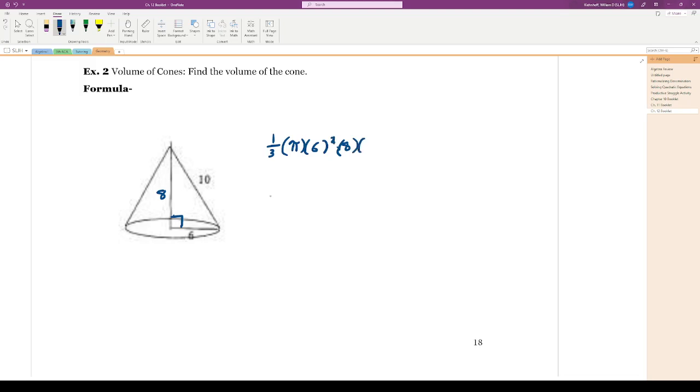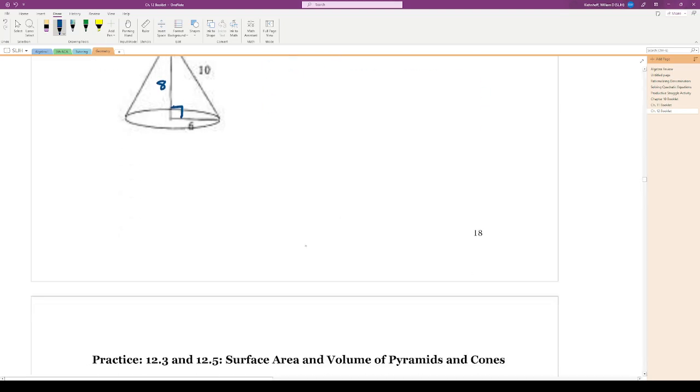Let's split this out and put the 2 6s separately. That way we can simplify. 6 divided by 3 is 2. 8 times 6 is 48, times 2 is 96. So we get 96 pi, and we have no units. So just to make sure we remember, volume, though, is going to be in cubic units. So whatever the units were, we need them to be cubes in order to work for this.